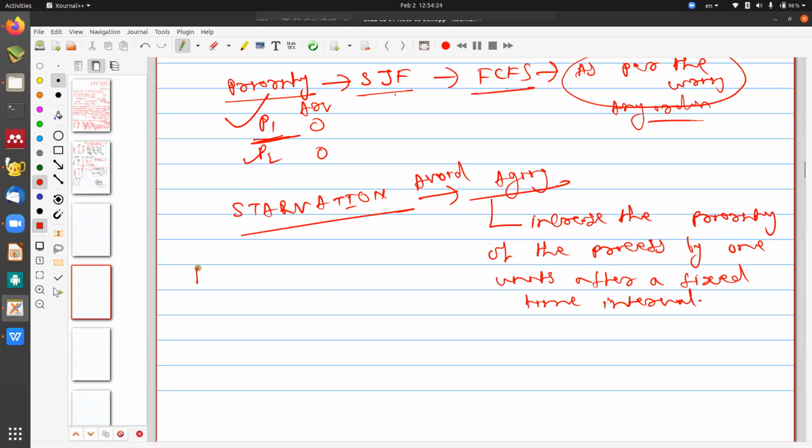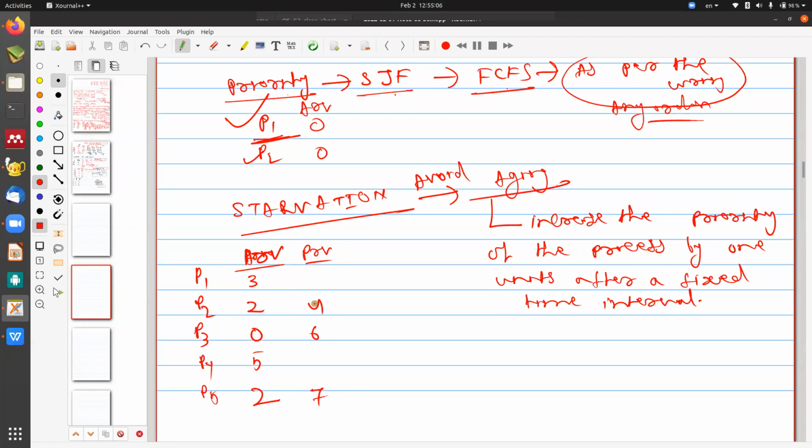Suppose we have P1, P2, P3, P4 and P5. Let's take their arrival times first: 0, this comes at 2, this at 3, this at 5, this at 2. Okay, like this. And the first has come and its priority, let's take it as 6, a little high. But after that, these two are coming. His priority will be 4, and this becomes 7.